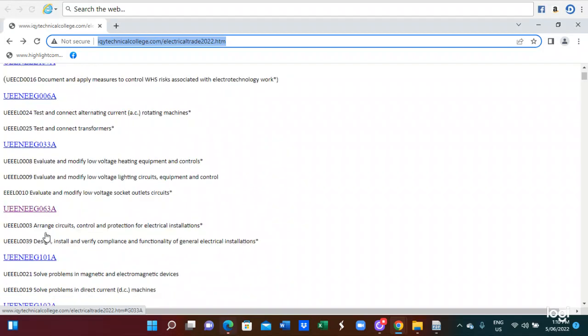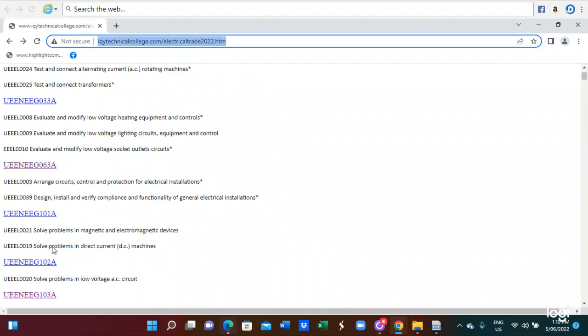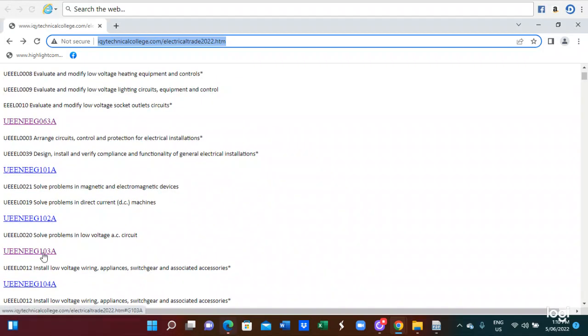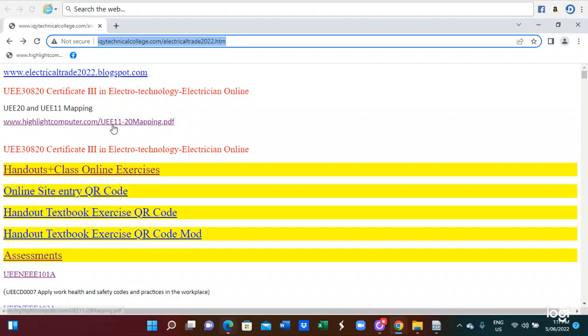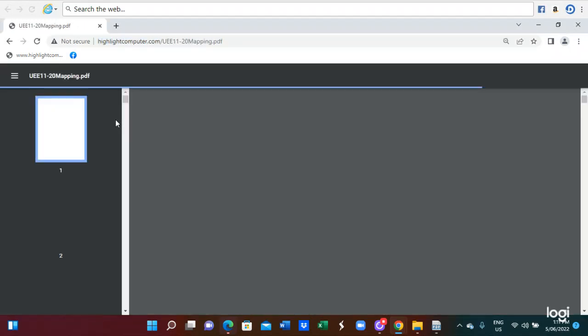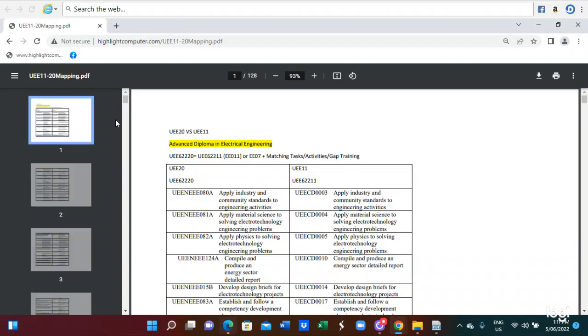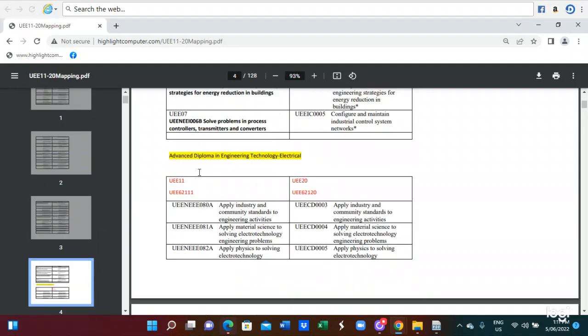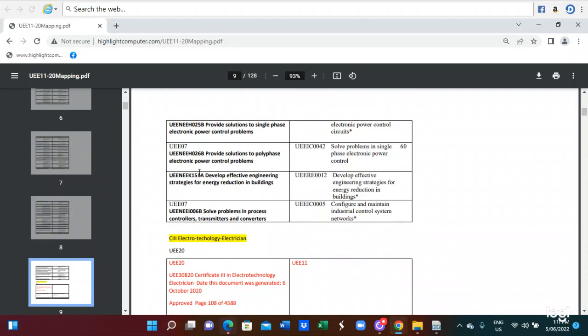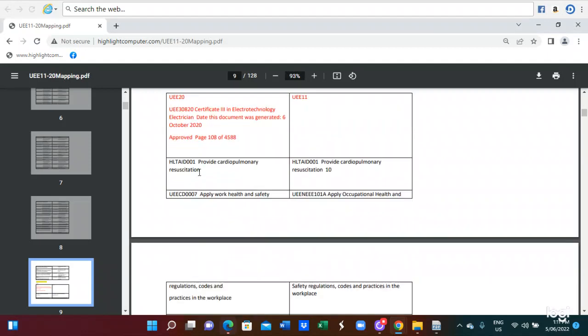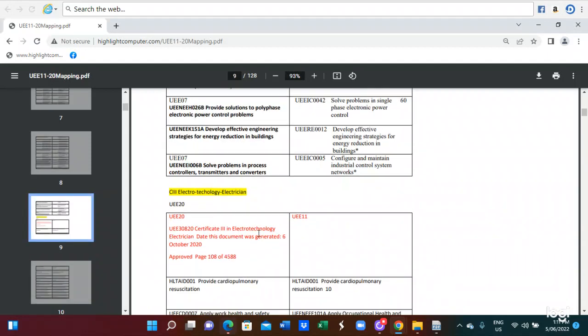G033, G063, and G102, G103. Those are the 30811 units. For the 30820, there will be a mapping table. This is the mapping table between the 30811 and the 30820, so that all of these are electrical trade. This covers the diploma, advanced diploma, and the electrical trade course. You can see the UE11 and UE20 codes are mapped.